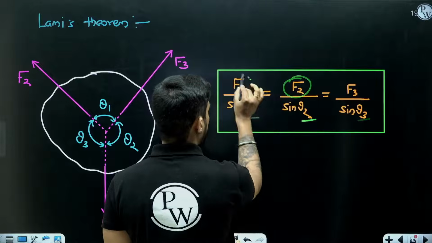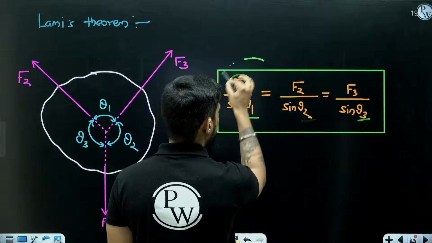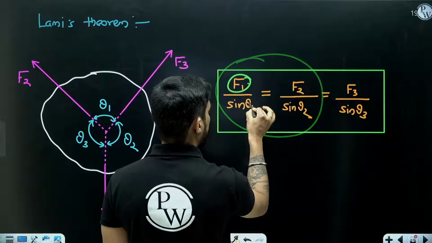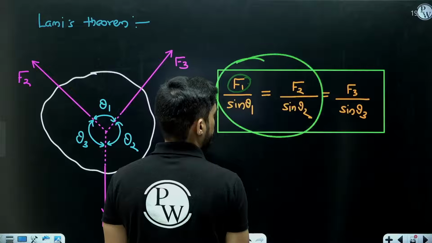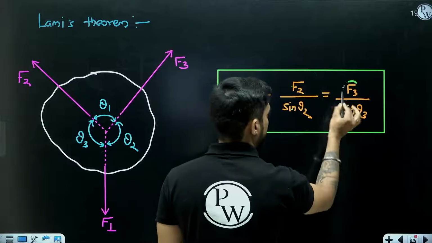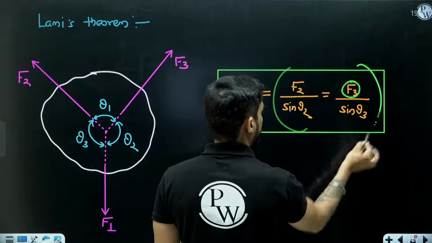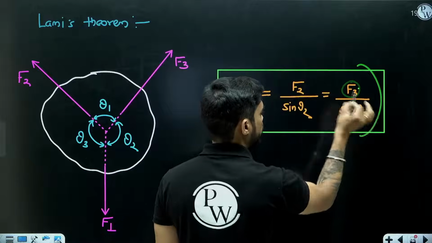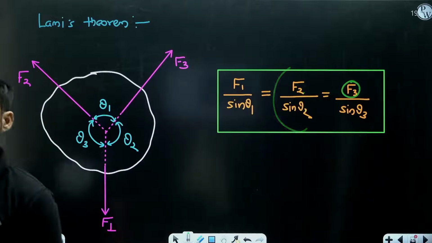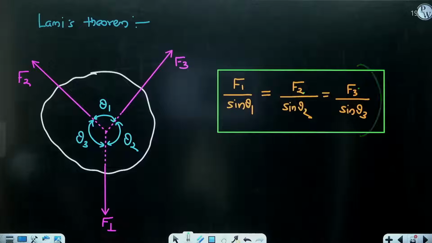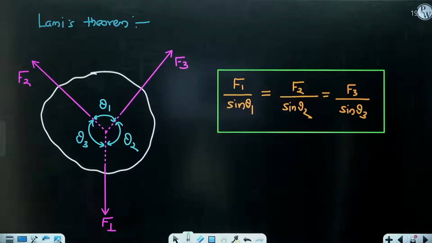Now in order to find F1, I will use this equation: F1 by sin θ1 equals F2 by sin θ2. And in order to calculate F3, I will use this equation: F2 by sin θ2 equals F3 by sin θ3. So at least one force must be known and all three angles must be known.